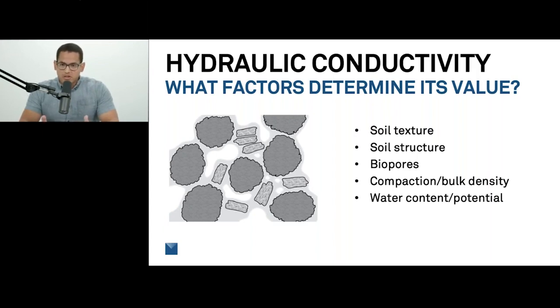Other things that obviously play a big role in the impact on hydraulic conductivity are compaction and bulk density. We know that increased bulk density and high compaction rates reduce the soil's ability to infiltrate water. So our goal is to avoid those in most cases, unless you're trying to reduce infiltration rates.